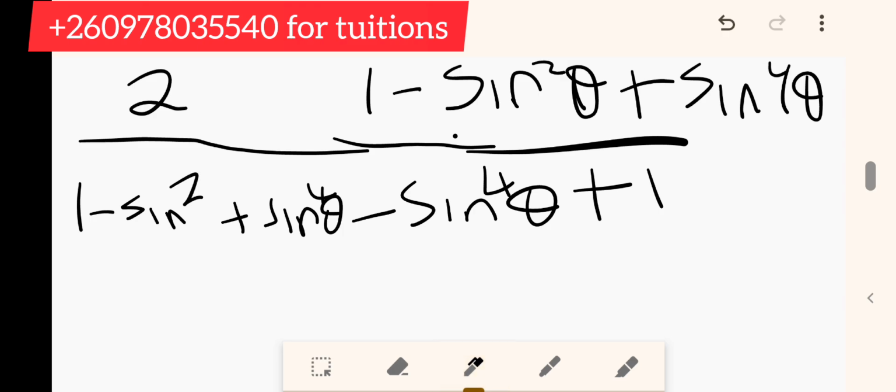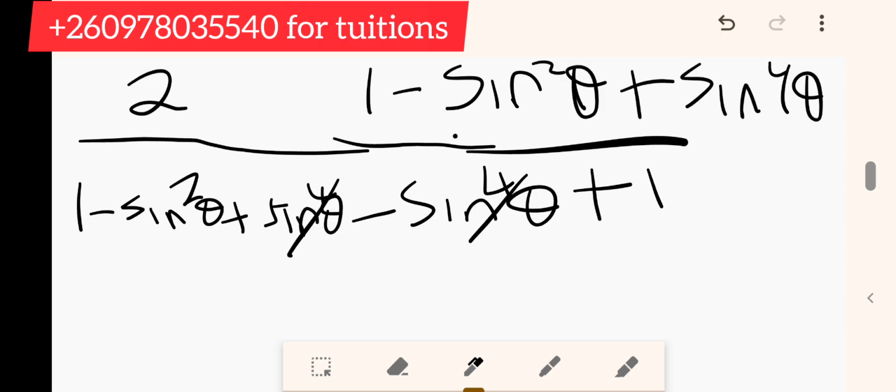If you can notice like terms, you can deal with them. You can see that these two are like terms. So what is sine to the power 4 minus sine to the power 4? You're going to get a 0. This will go. I hope you're seeing what we're doing.